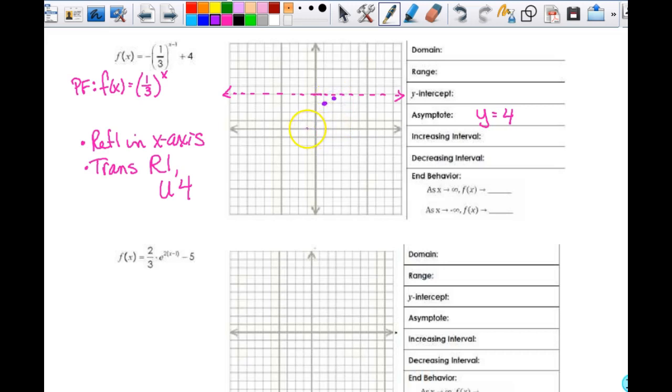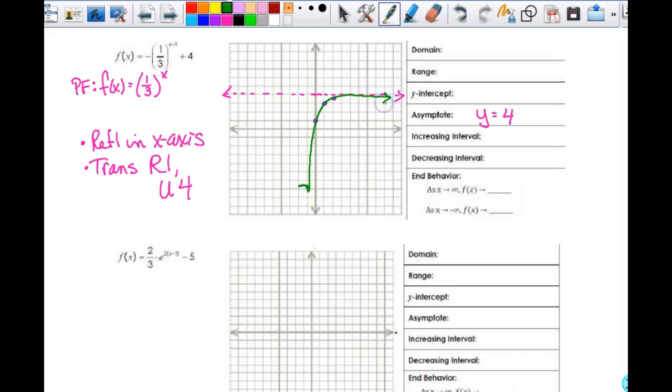Then when x is -1, y is 3. So I reflect that in the x-axis, move to the right 1, and up 4. Okay. So I have 3 points plotted. This is very important. You have to have at least 3 points plotted. If those 3 points that are from your anchor points do not include the y-intercept, then you have to go find that and include that and get a 4th point. This one here, however, includes it. So I can just sketch that in.